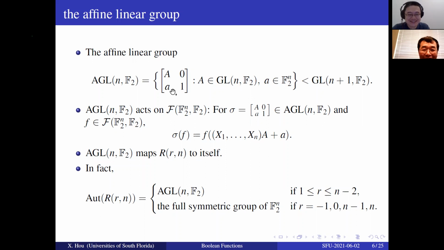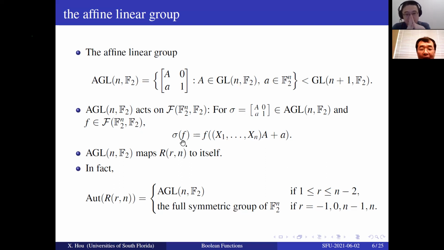Okay. So this A is an invertible matrix, and this little a is a vector, and you form a square matrix of size n+1 by n+1. And well, so for each element in the affine linear group, you have an action of the element on the functions from F2 to the n to F2.